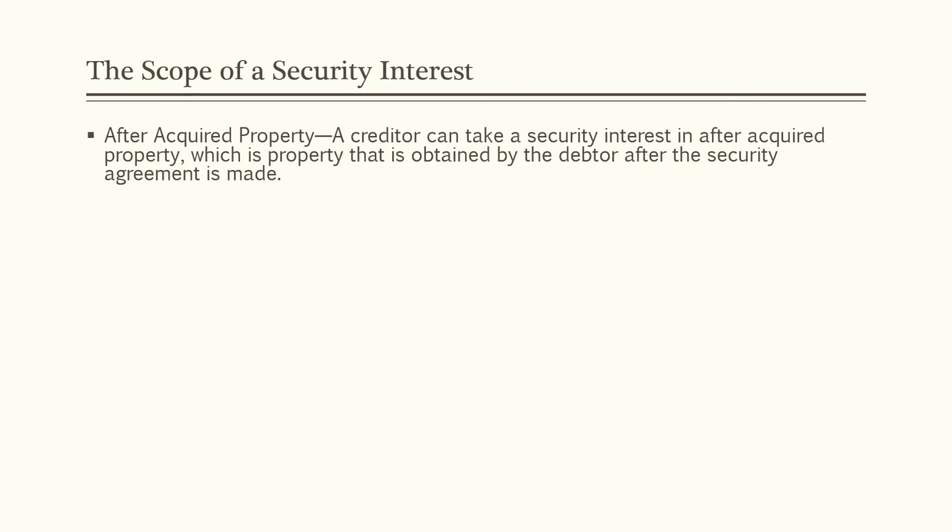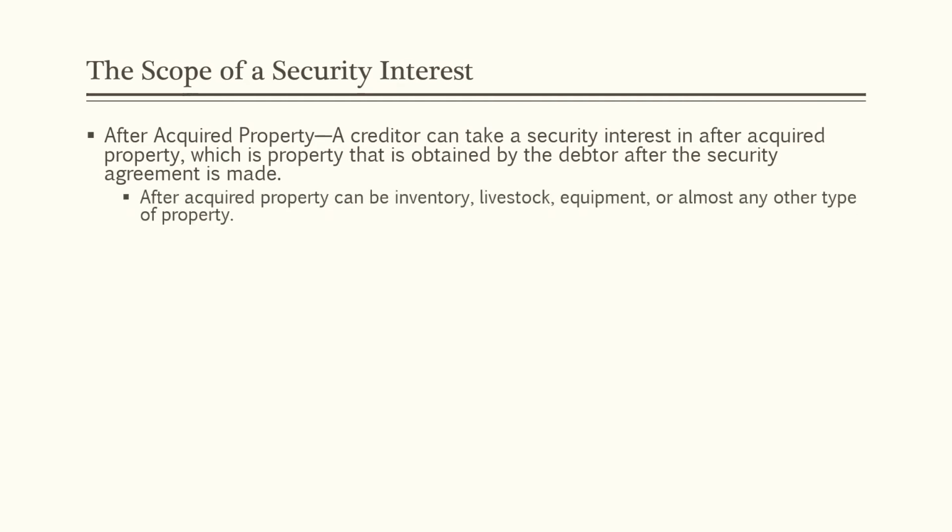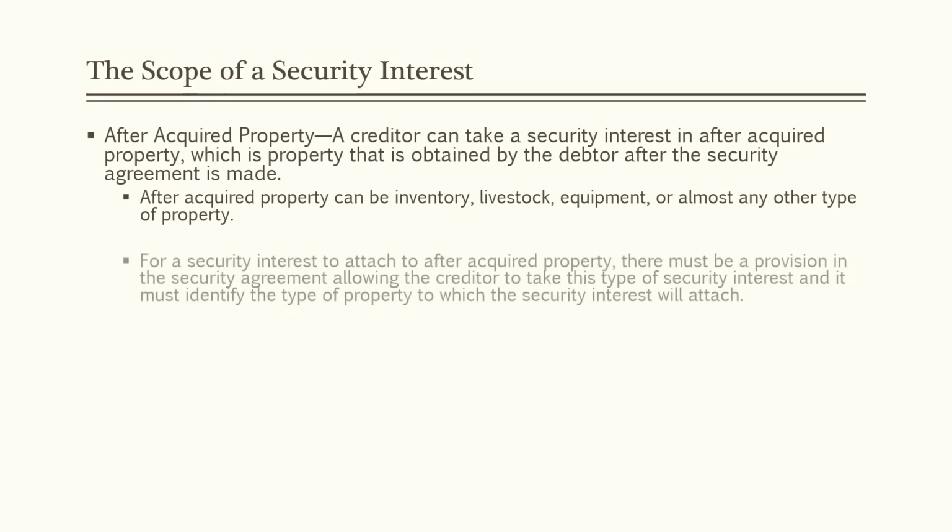The first way that can happen is after acquired property. A creditor can take a security interest in after acquired property. This is property that is obtained by the debtor after the security agreement is made. After acquired property can be inventory, livestock, equipment, or almost any other type of property generally that moves in and out of a debtor's business.